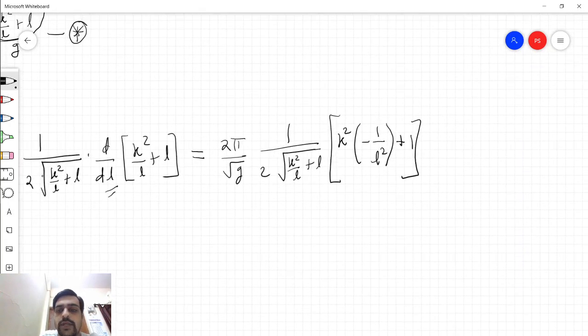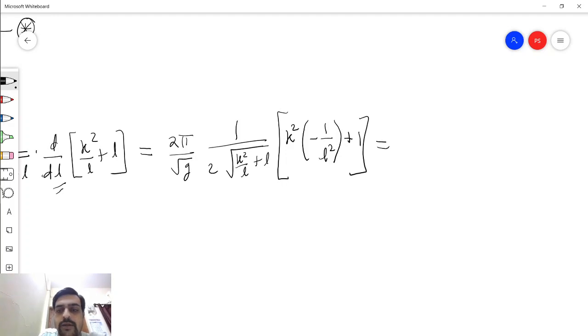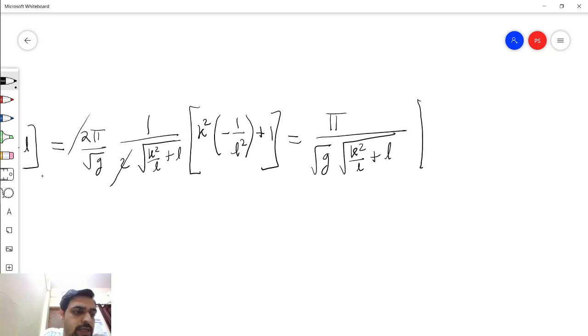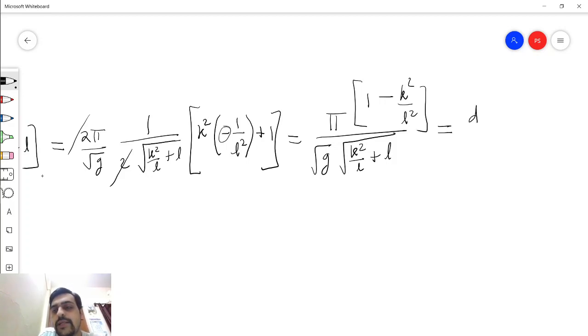So this is nothing but, let us cancel this 2, π upon root g root k squared by L plus L into, let us write it as the numerator, 1 minus k squared by L squared. Fine. So this expression is nothing but dt by dL, and now we are going to equate this to 0.